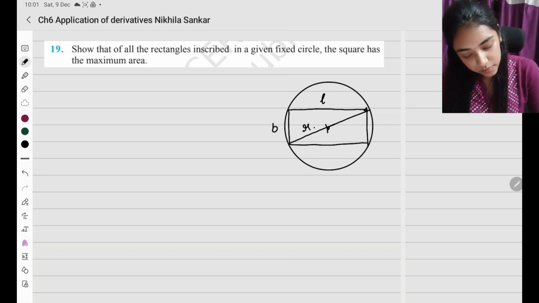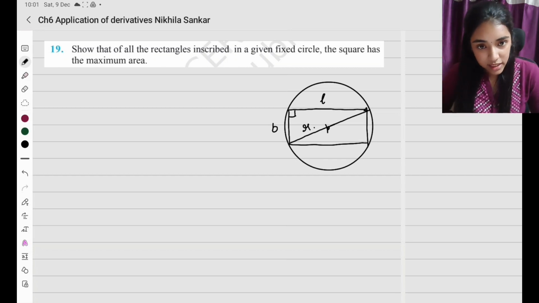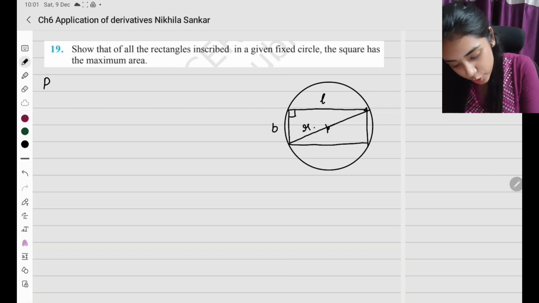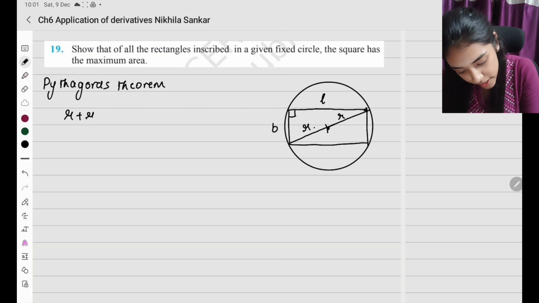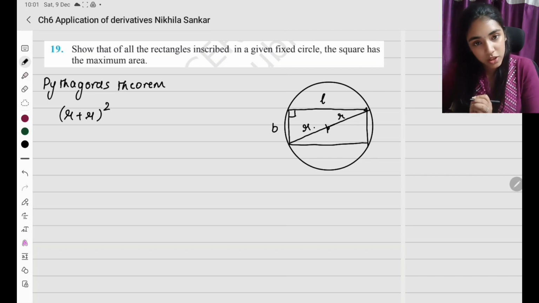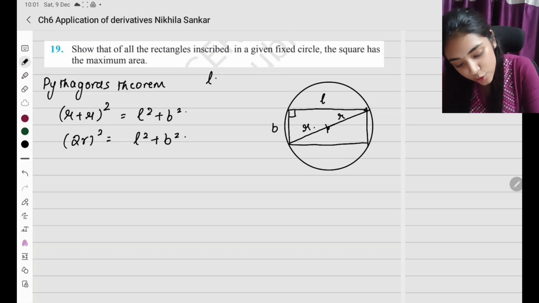First of all, in the rectangle, the triangle formed is going to be a right angle triangle. So according to the Pythagoras theorem, hypotenuse square, where the diagonal is r plus r, so I'll have the total length to be r plus r, the whole square. The hypotenuse square is going to be length square plus breadth square. So I have 2r the whole square equals l square plus b square. I need to prove that l equals b because I need to prove that it is a square.